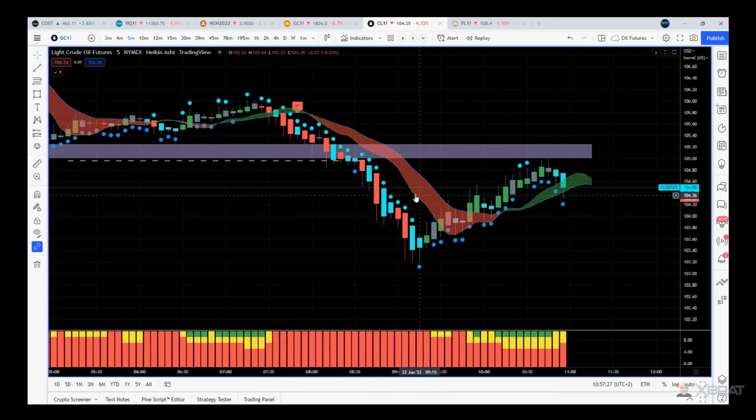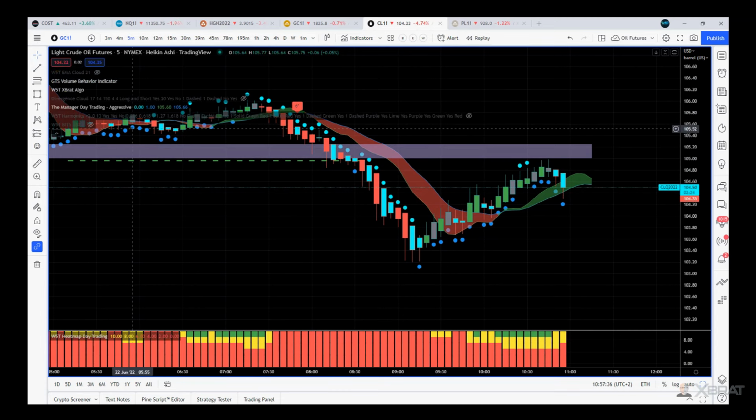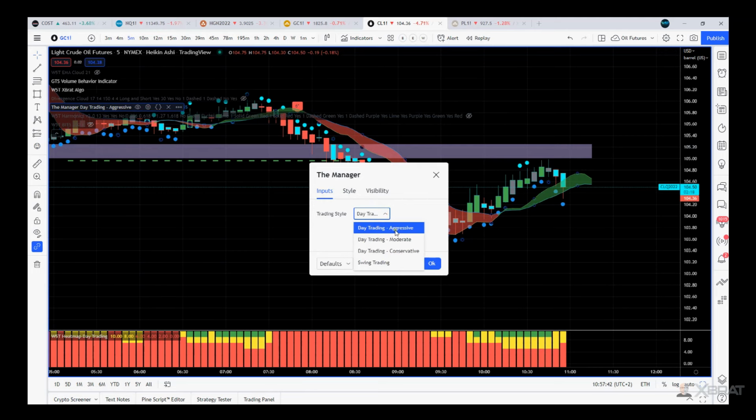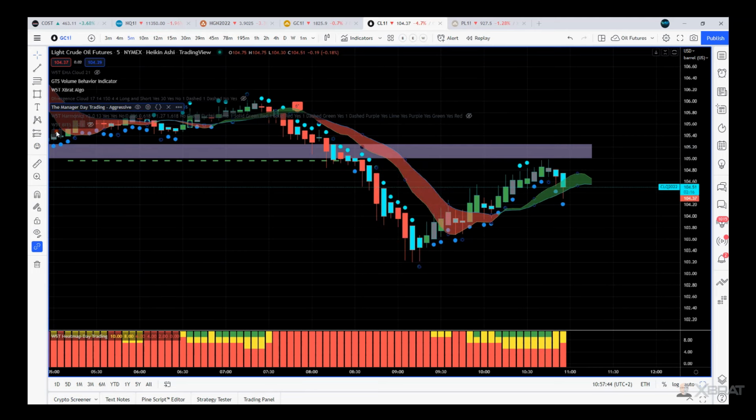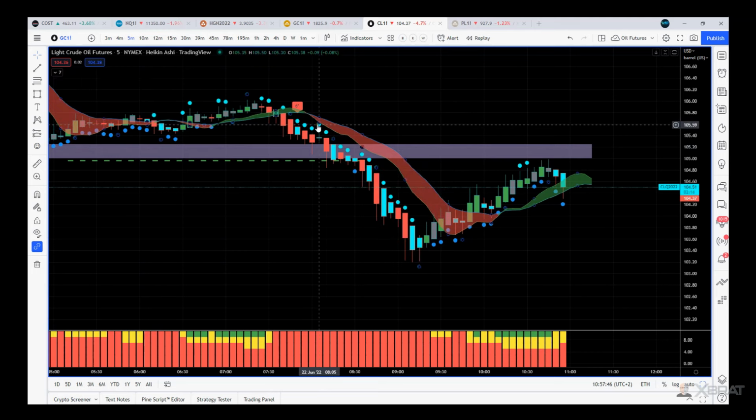And one of the things we look at here is this trade before the European and London Stock Exchange opens. We need to make sure that we're very aggressive. So on the day trading manager, we've got the aggressive setting there, day trading aggressive. One of the things we look at here is the ribbon changing to green.